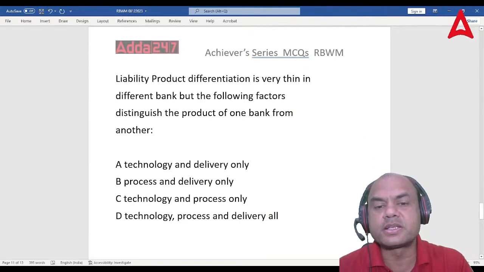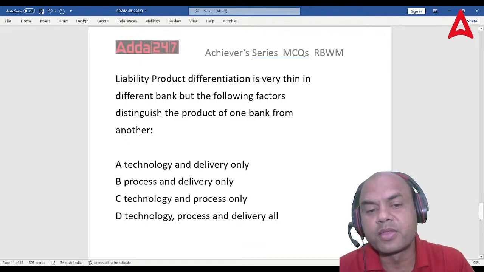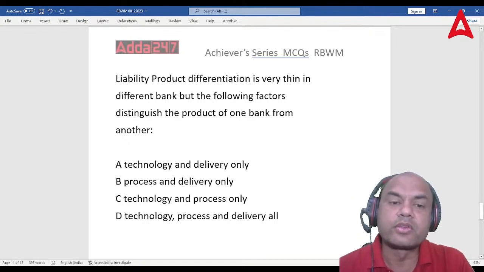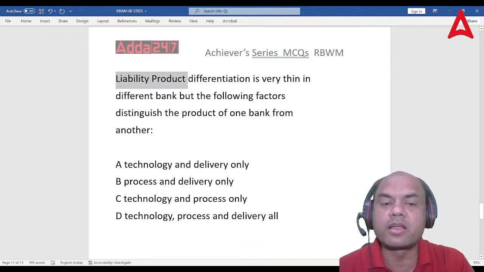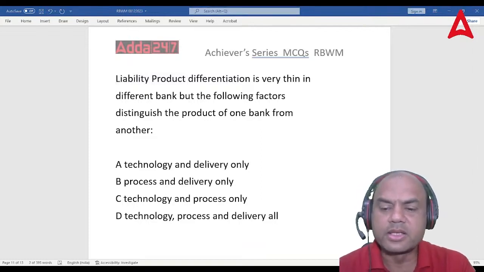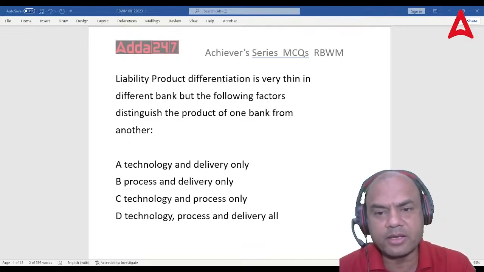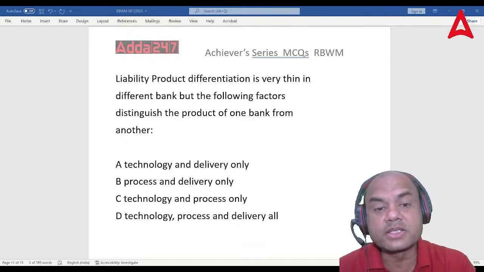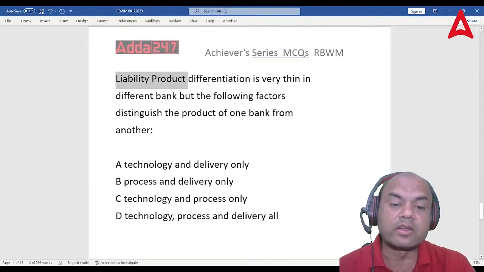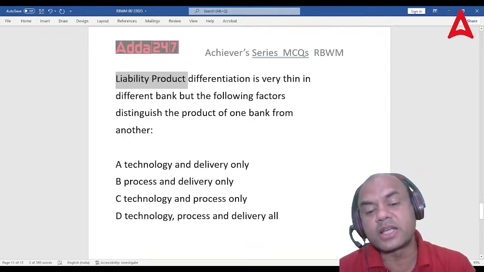Liability product differentiation is very thin in different banks, but the following factors distinguish the product from one bank to another. So liability product means what? Saving, current, FD. Now saving, current, FD is common. You go anywhere. Saving is saving, current is current, FD is FD. Let it be any bank. Okay. So what differentiates? Number one, technology and delivery. Process and delivery. Technology and process only. Technology, process and delivery, all.